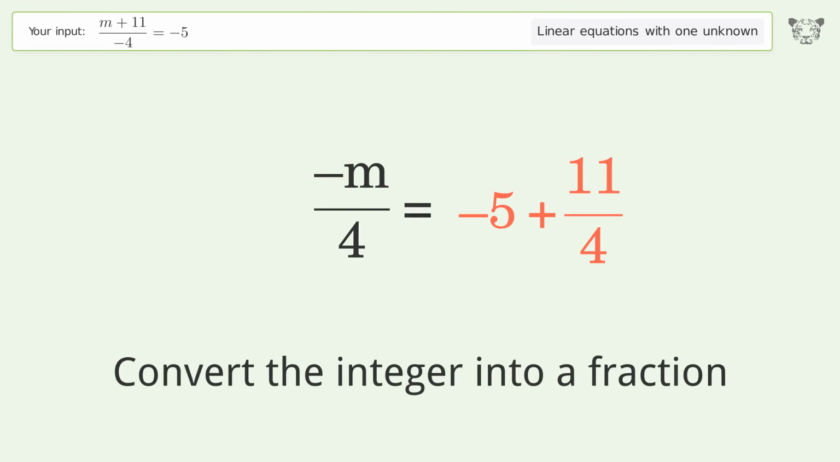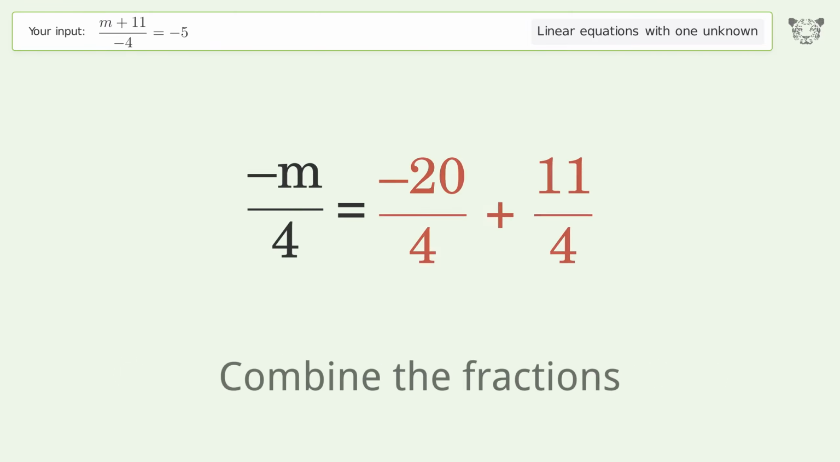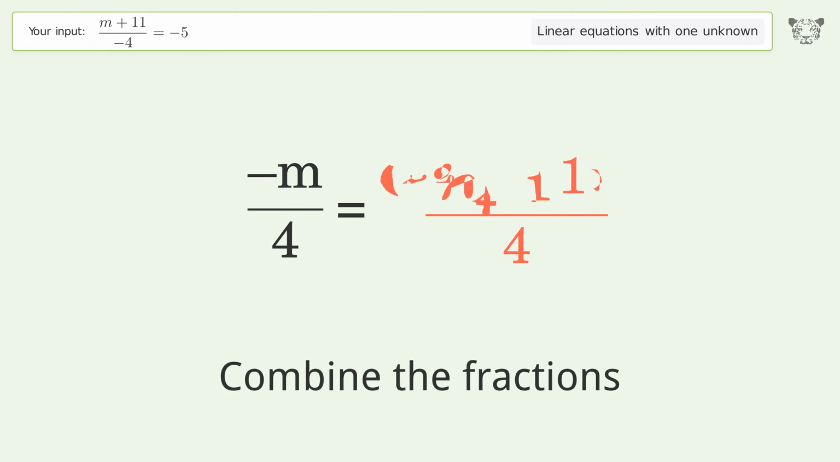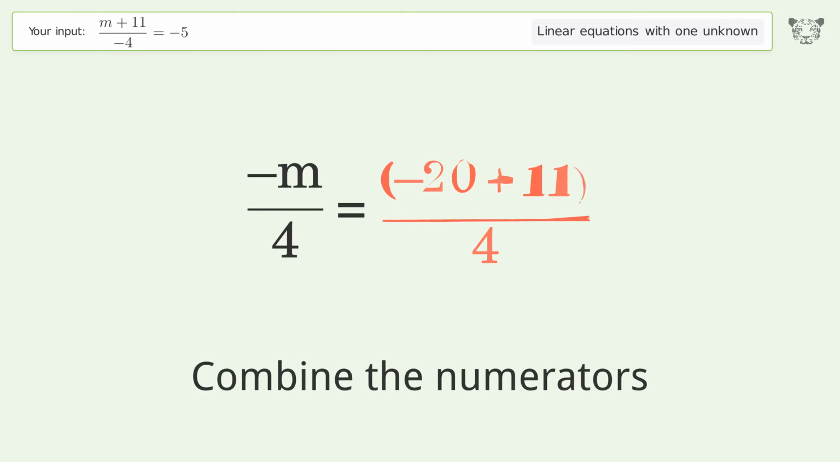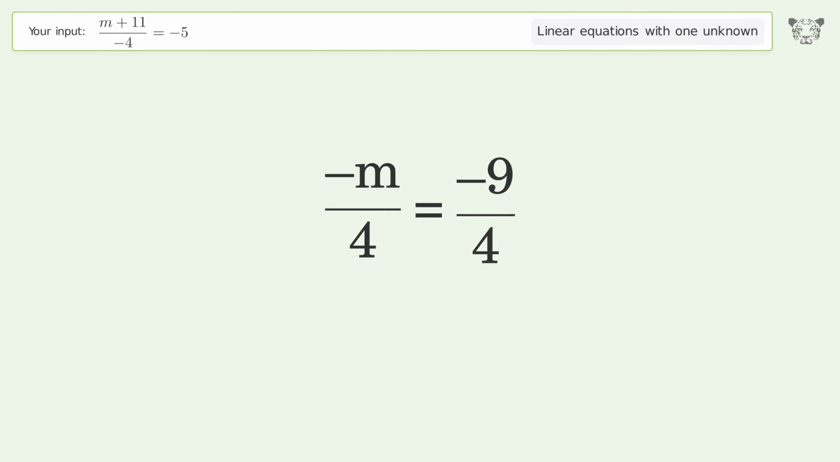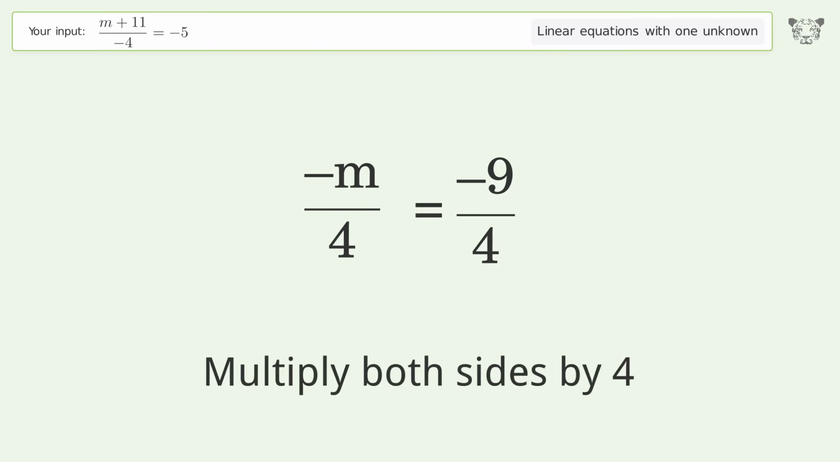Convert the integer into a fraction. Combine the fractions. Combine the numerators. Isolate the m. Multiply both sides by 4.